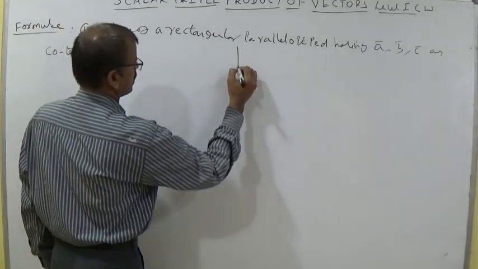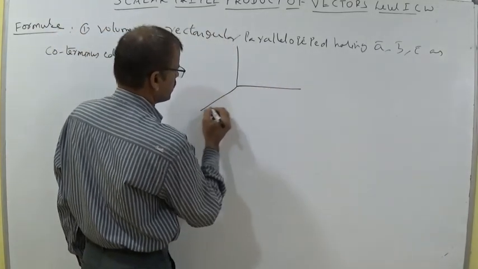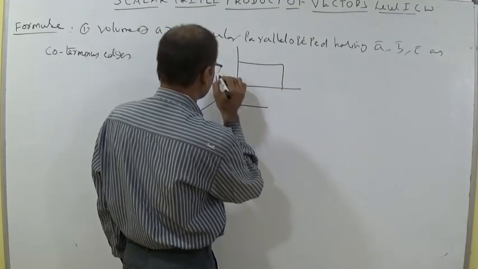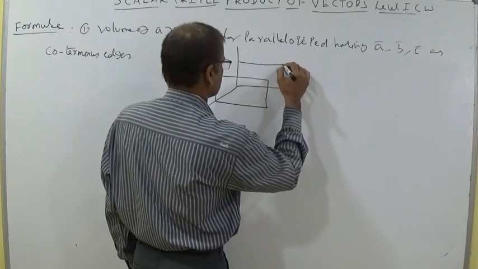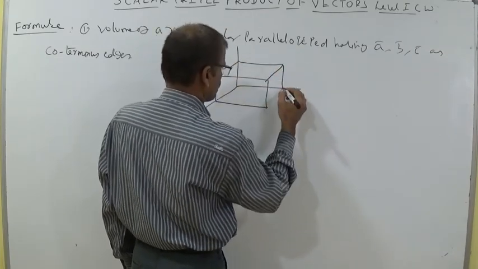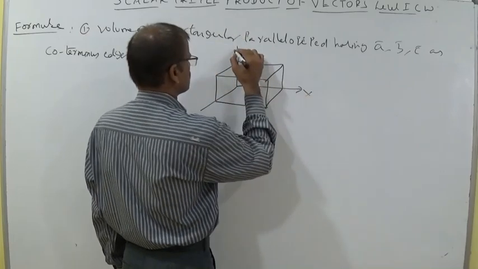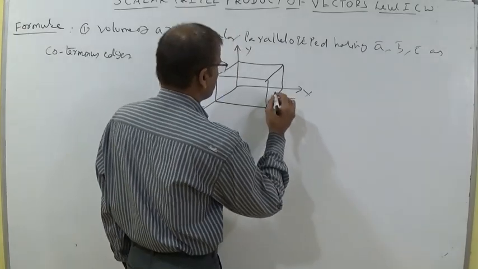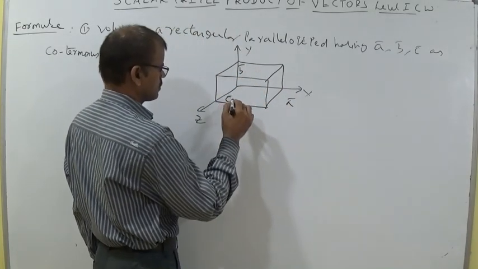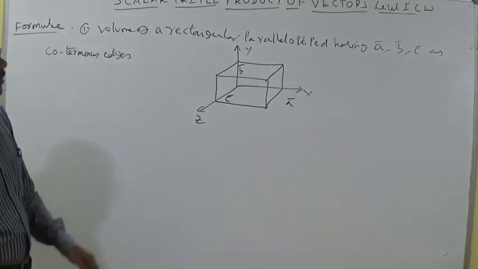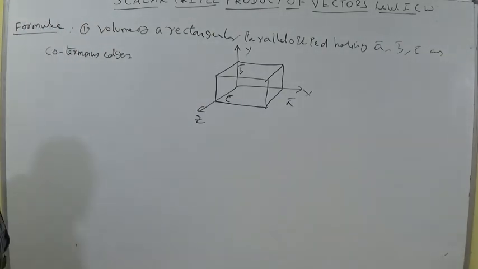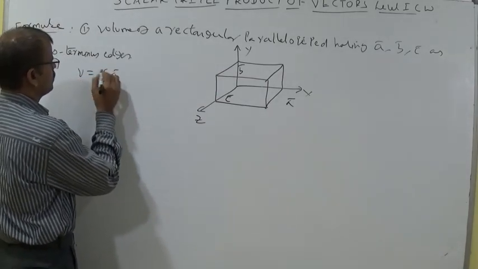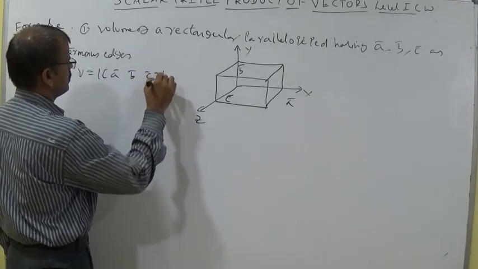Let us draw the diagram using the X, Y, Z axes, with unit vectors along each. This is X, this is Y, this is Z. Along X, let it be A bar, along Y, let it be B bar, and along Z, this is C bar. A bar, B bar, C bar are the coterminous edges. The volume of the rectangular parallelepiped is equal to the modulus of box ABC.